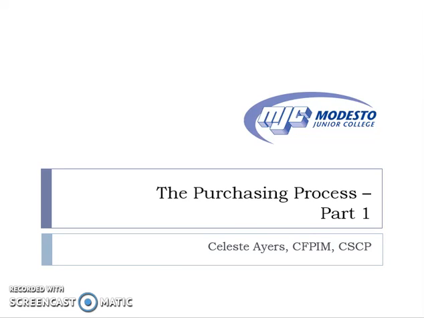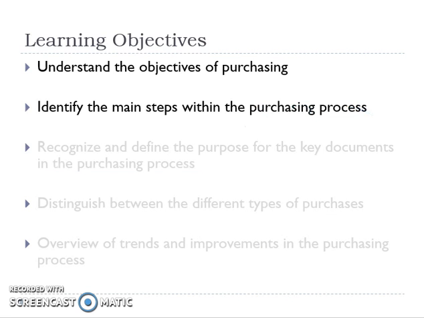In this section, we're going to be talking about the purchasing process. This is part 1, and we're only going to cover a couple of the learning objectives so far, and that's the objectives of purchasing, which you're going to see again and again throughout this course. We'll talk about the objectives of purchasing in the context of each of the topics we'll be covering. So this is the introduction to it.